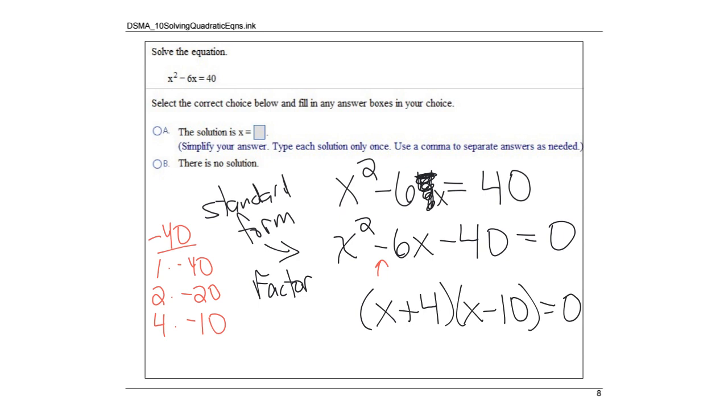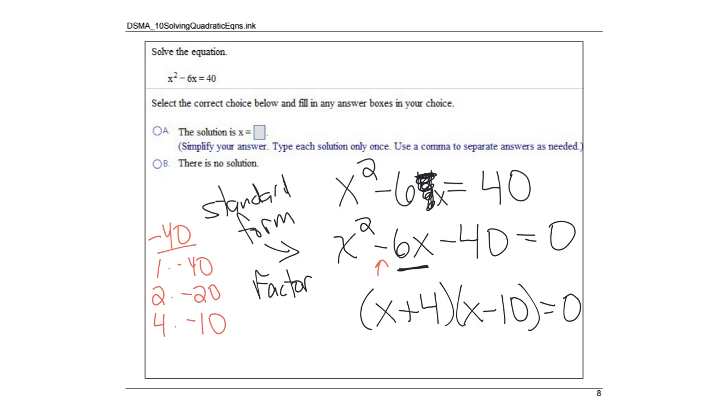Now, I'm going to just check my work really quick. So x times x gives me x squared. I'm going to FOIL. X times negative 10 is negative 10x. That's my outer. The inner is 4 times x. So those are like terms. So negative 10x plus 4x gives me the negative 6x that I need. And then finally, my last, I've got 4 times negative 10 is negative 40.